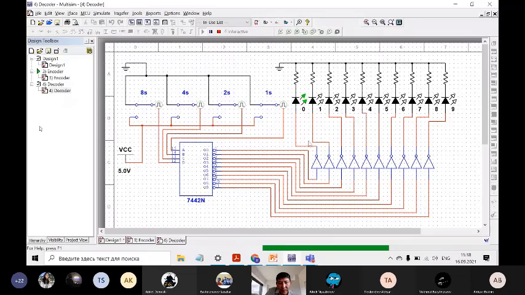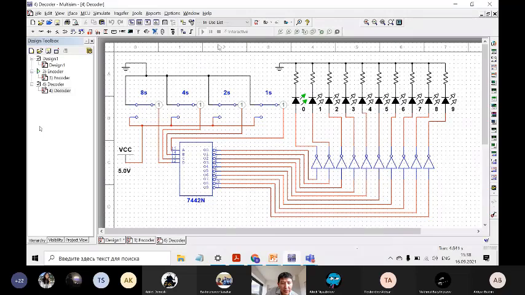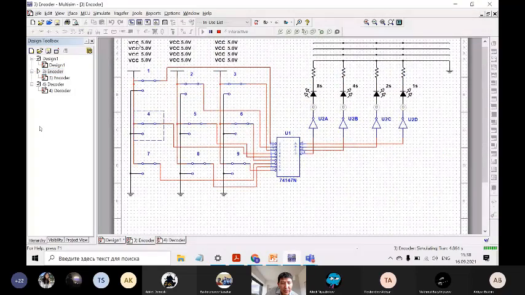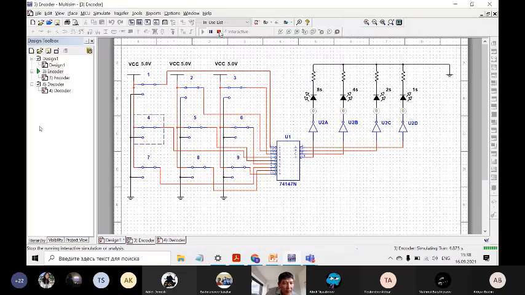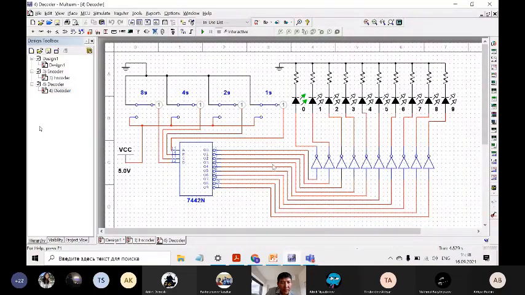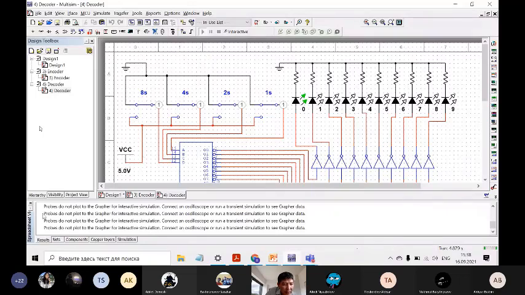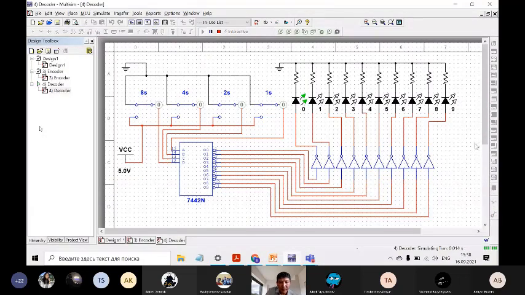It's a decoder. A little bit different. I need to stop this one. Okay, I will activate. So it's a decoder. You should understand that our input can be only 4-bit information. That's it, because we have only 4 inputs.